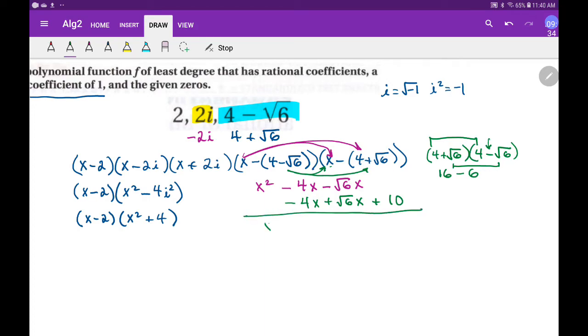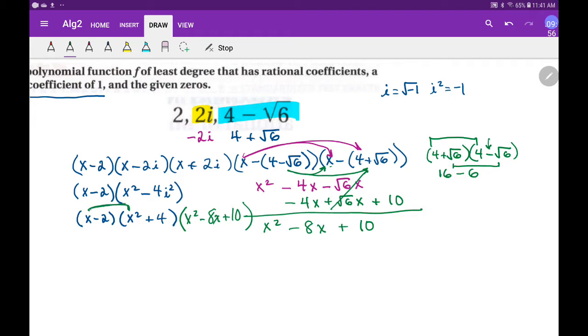Okay, so I have x squared minus 8x. These guys cancel, and plus 10. Okay, so I have x squared minus 8x plus 10. Okay, so let's go ahead here. Let's multiply these out together.